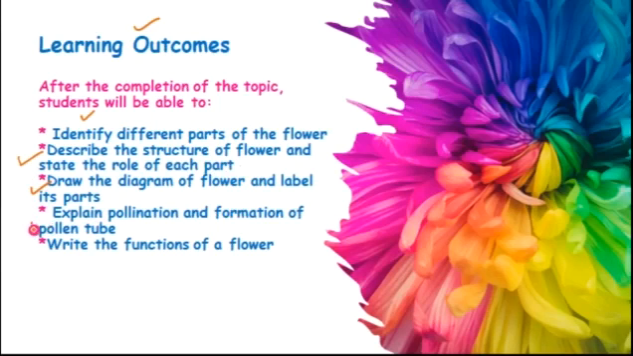And next, you will be able to explain the term pollination. Pollination means transfer of the pollen grains from anther to stigma. And last, you will be able to explain how the pollen grain makes the pollen tube, and write the functions of a flower. So these are the learning outcomes. After watching this video, you will be able to explain all these topics. Coming to the next slide.